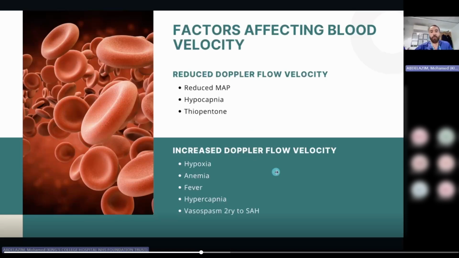Some of the things that might increase your Doppler flow velocity would be, one, hypoxemia, anemia, because now we've got less hemoglobin, and then your blood is actually thinner and hence can travel faster, so your velocity will go up. Fever can cause hyperdynamic circulation, obviously. Hypercapnia will cause cerebral vasodilatation, so the blood will flow with more and more velocity as a result. And then finally, vasospasm secondary to subarachnoid hemorrhage, which is usually a local vasospasm.